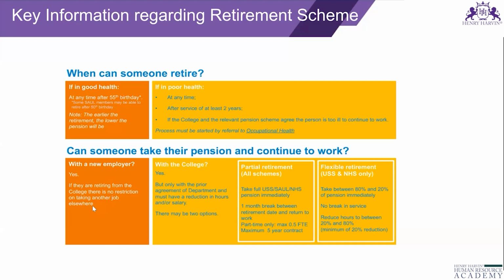Reduce hours: if they have taken 80% of the retirement fund, then they can join back at 20% FTE only. Like if they have 40 hours, only 20% of that, only that many hours they can work. And if they take 20%, then they can work 80% hours. And a minimum of 20% reduction is mandatory. That is, 80% is the maximum they can work.